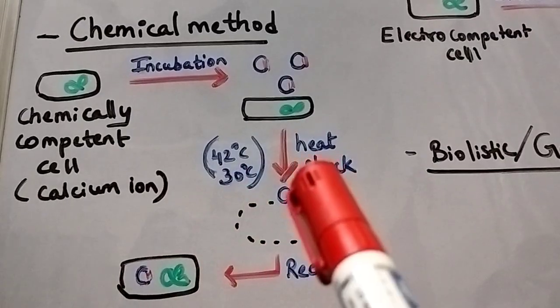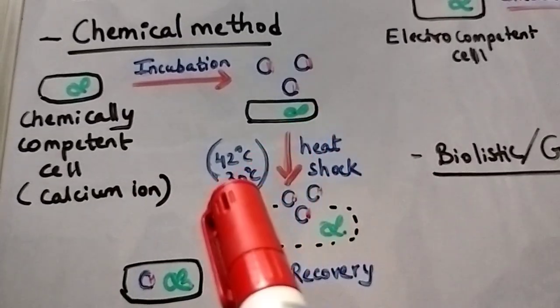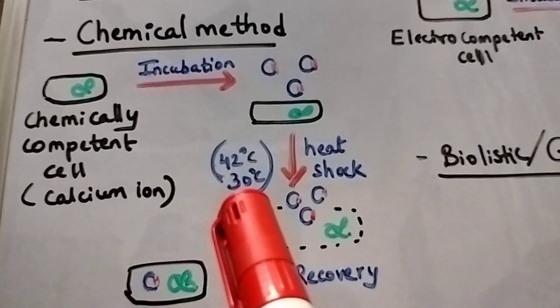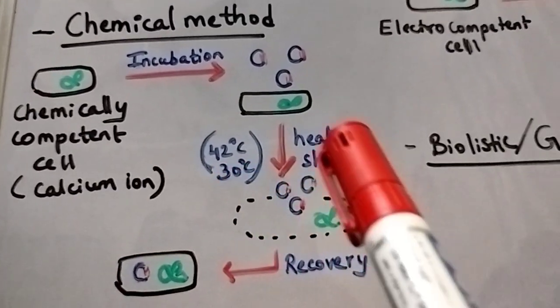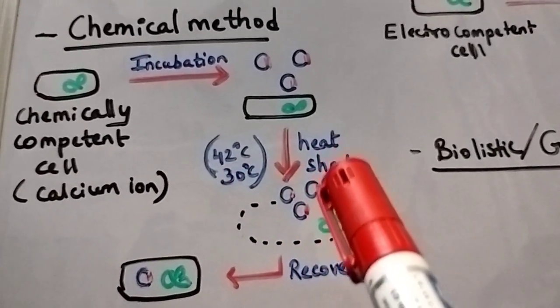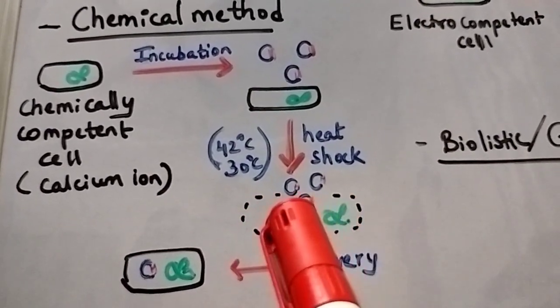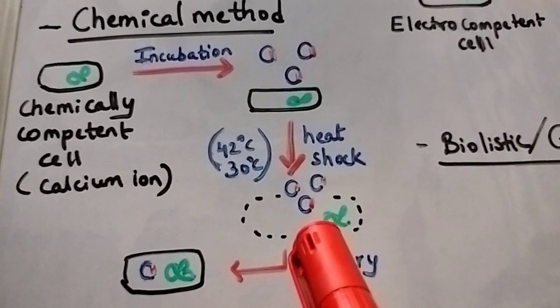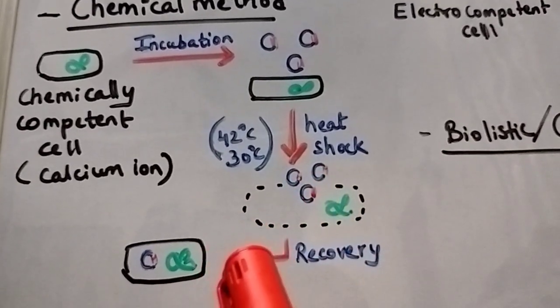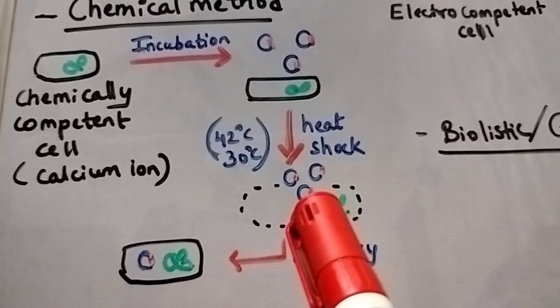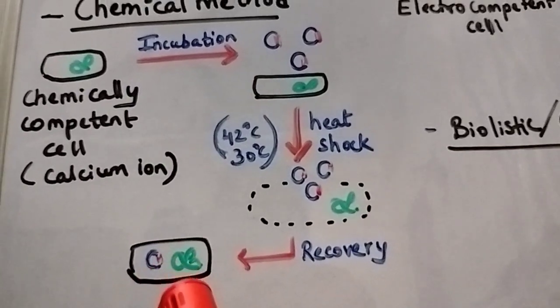This treatment of alternately putting on ice and treating it with 42 degrees Celsius and 30 degrees Celsius is called heat shock treatment. Because of that heat shock, the cell wall becomes permeable to the plasmid or the new DNA and helps in taking up of the rDNA into the cell.